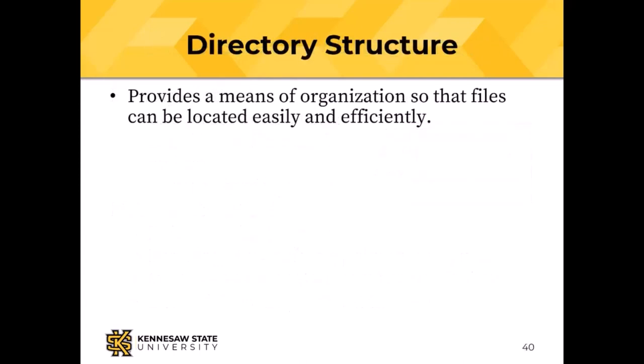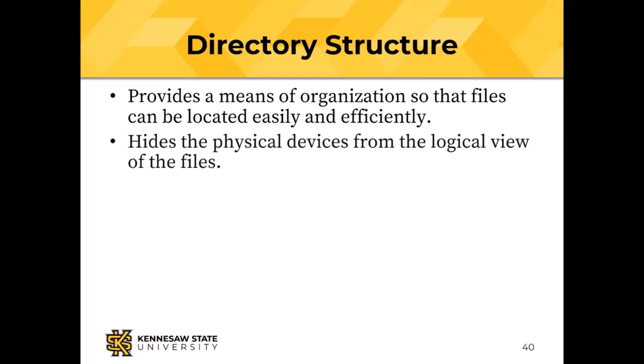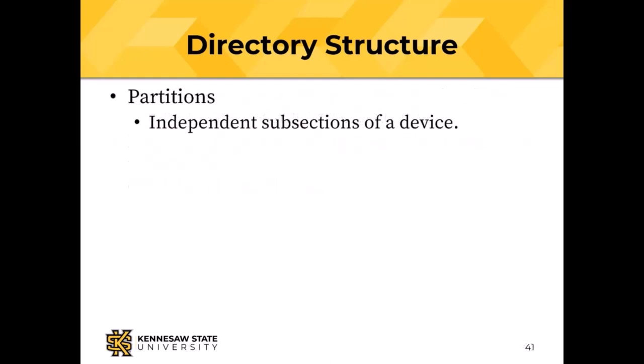Directory structure is a way to organize a logical view of the files. The directory structure is a way to organize files so that human beings can deal with it easily and to separate that logical structure from whatever the physical organization on the disk is. So it hides the whole physical device from the logical view. File attributes get stored in the directory, things like the file name.